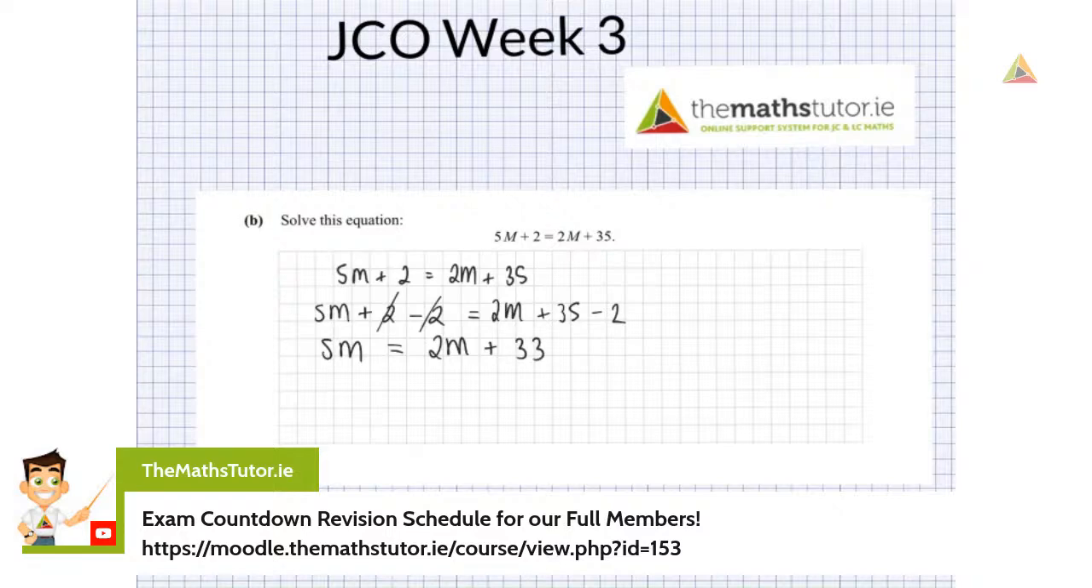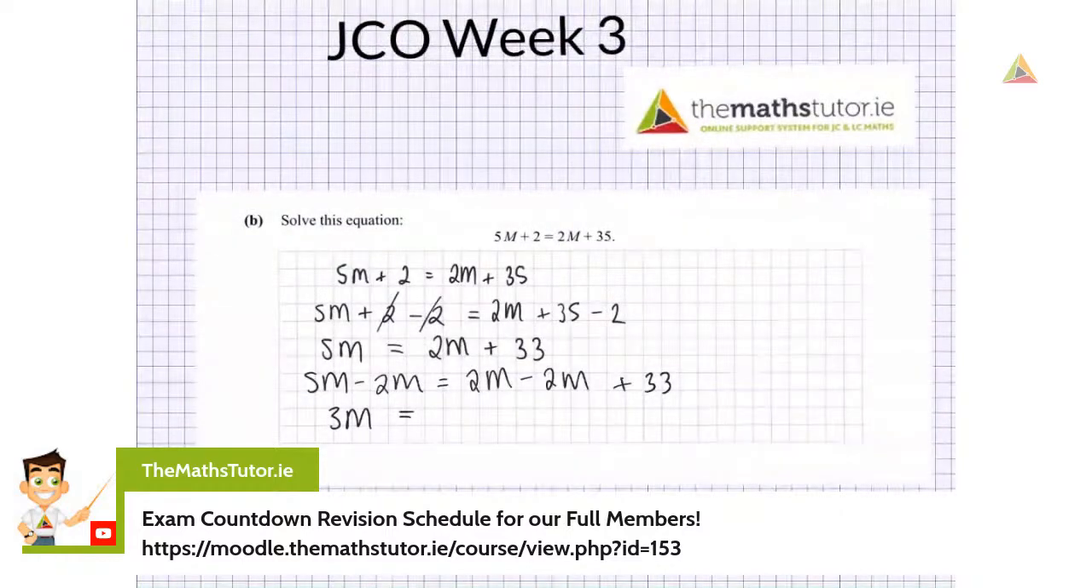Now, one more step here. We want m on this side and numbers only on this side. So we want to get rid of the 2m. That's a plus 2m at the minute, so if we take away 2m, it'll make 0. We take away 2m on this side, which means we have to take away 2m on this side. So 5m take away 2m is 3m, is equal to 2m take away 2m, which is 0, plus 33. You're left with 33.